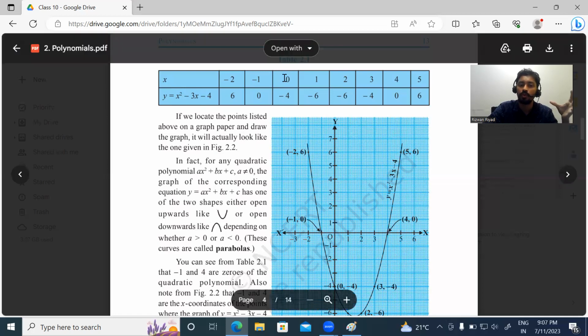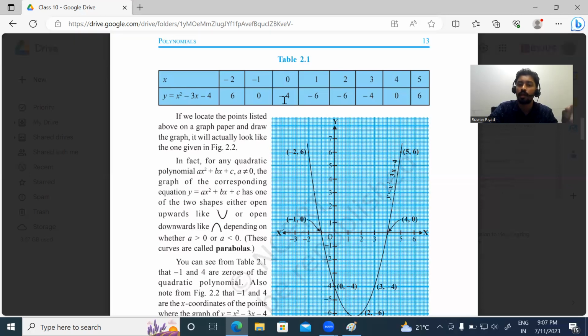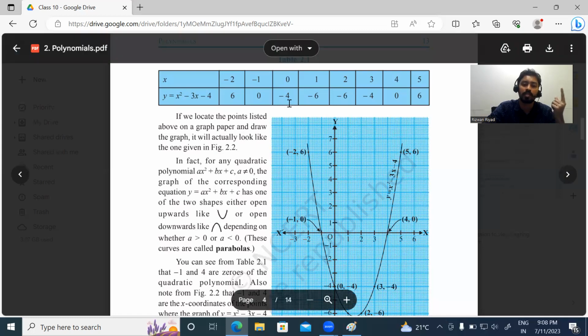If you put x equal to 0, you will get y equal to minus 4. That also I have explained. If you put one value for x, the entire polynomial becomes another value. If that entire polynomial becomes 0, then that value is known as a zero of the polynomial. That means if you put any number for x in the polynomial, you will get the corresponding value of the polynomial, and that is equal to y.